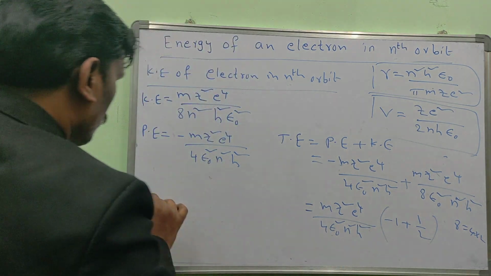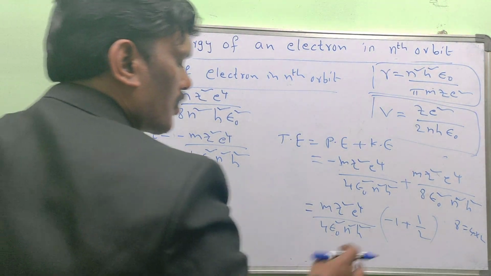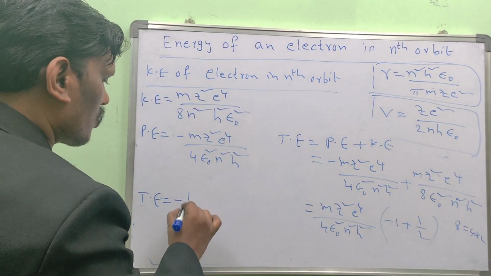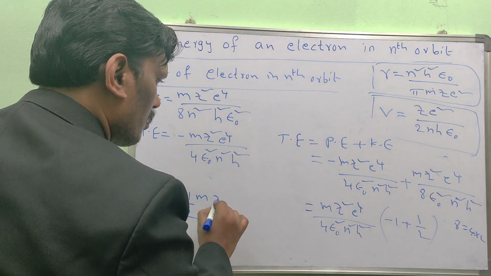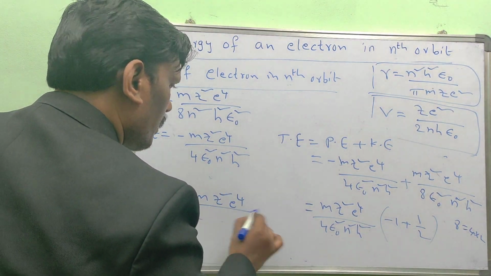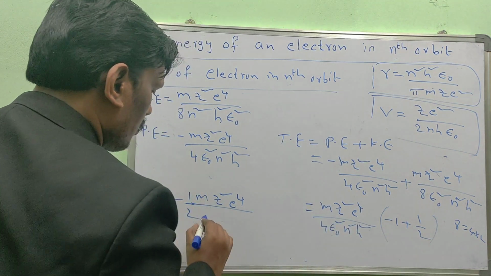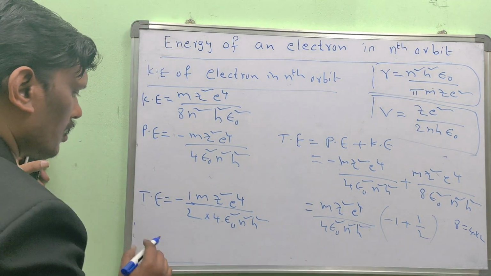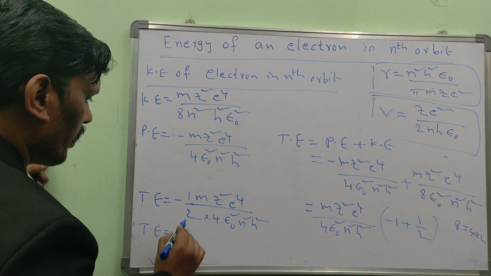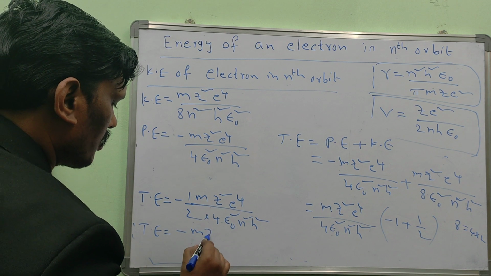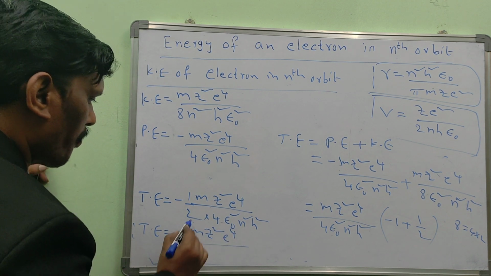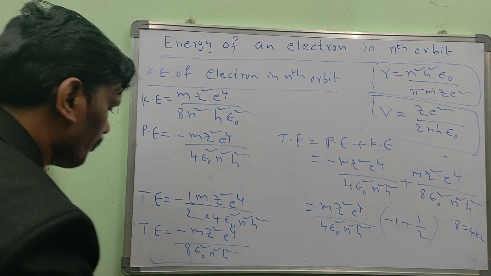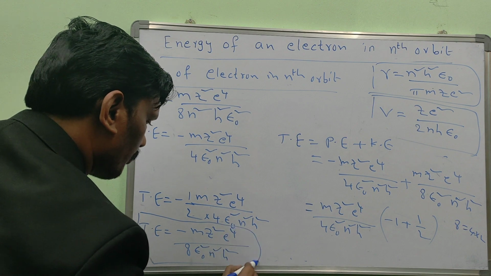Now what is the total energy? Total energy is equal to minus 1 plus half, that is minus half, into m z square e power 4 by the denominator as it is, 4 into epsilon naught square into n square into h square. So 2 fours are 8. That's why the total energy we get is minus m z square e power 4 upon 2 times 4, 8 epsilon naught square n square h square. So this is the total energy formula.